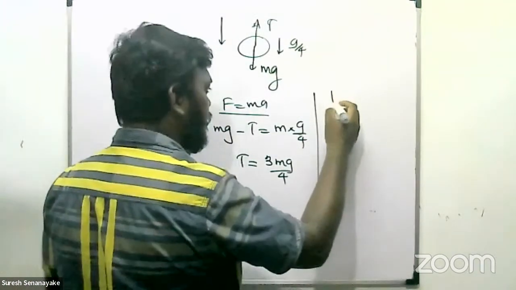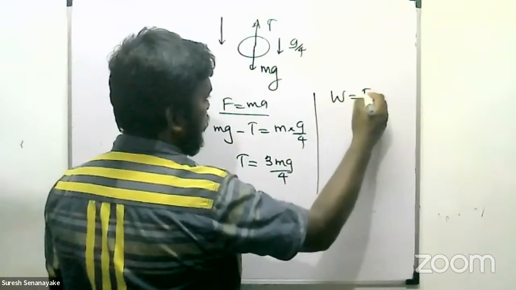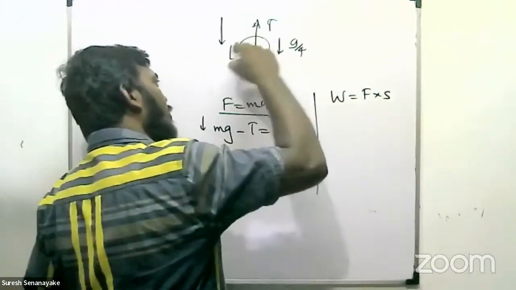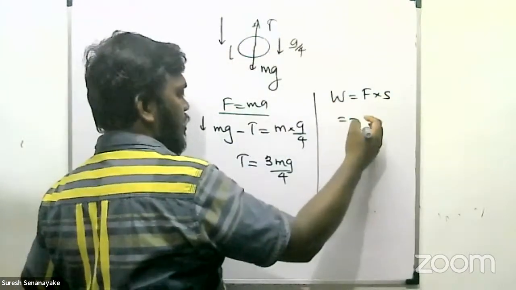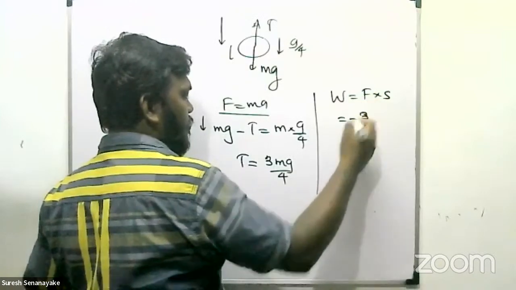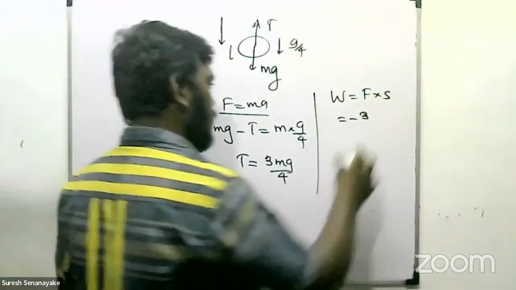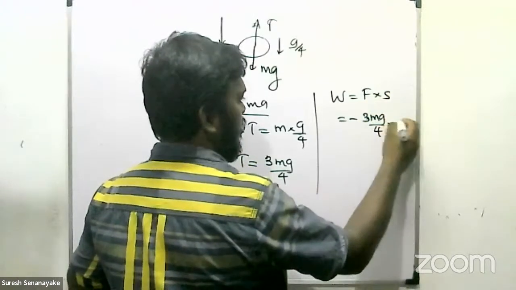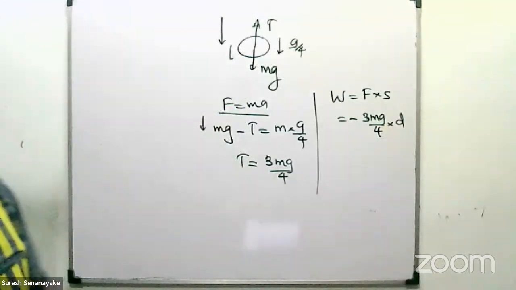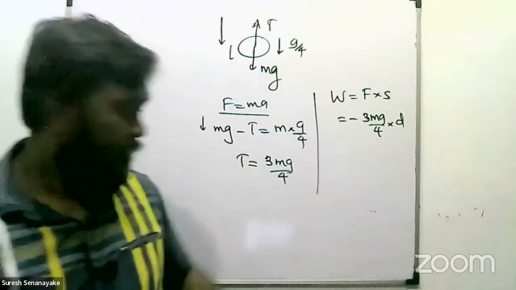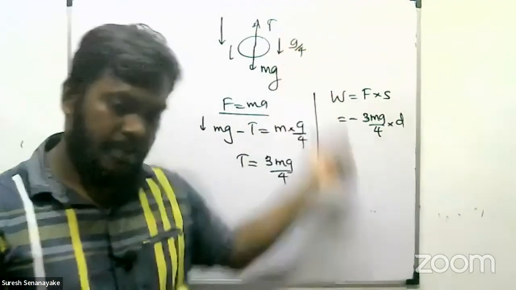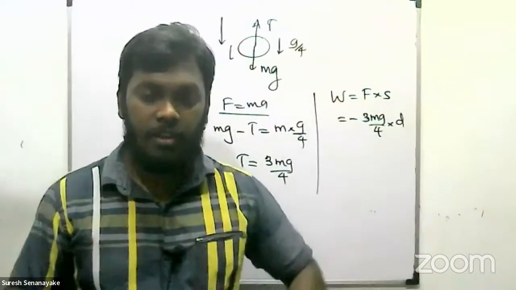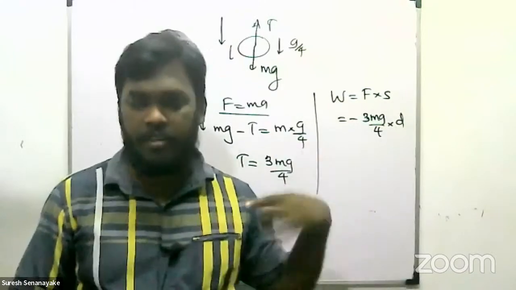The work done equals the force times the displacement. Because it's moving down, the force is acting upward, so it's minus. It's moving under the tension, 3mg over 4 times g. This is clear. It's negative because the force and the displacement are in opposite directions. It's Fs cos theta, where theta is 180 degrees, so cos theta is -1.